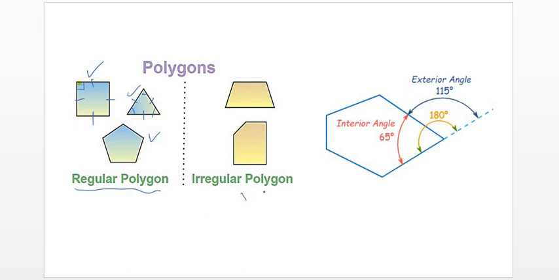But when we talk about the irregular polygon, in this case the sides are not of the same measure, and similarly the angles are not of the same measure. Then you should know what is the interior and what is the exterior angle.